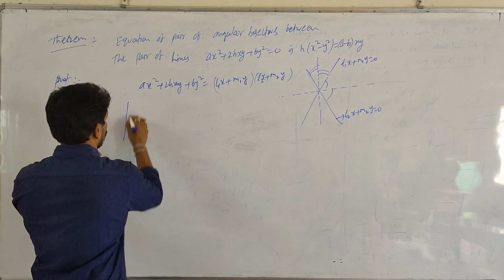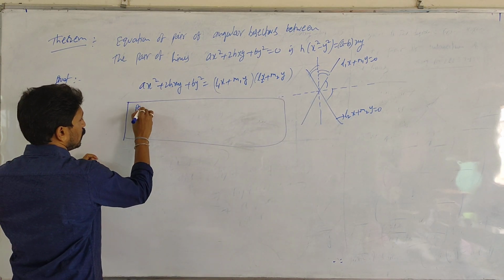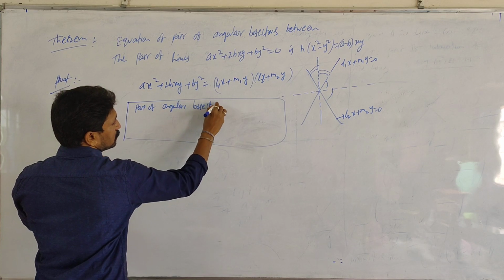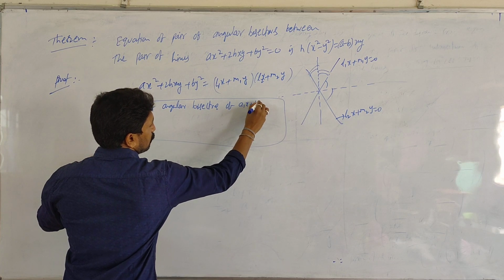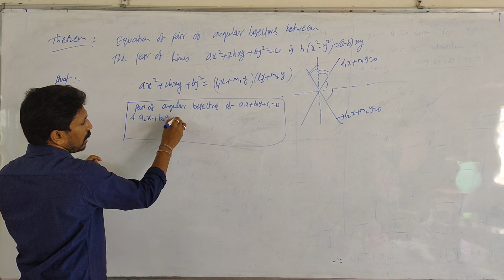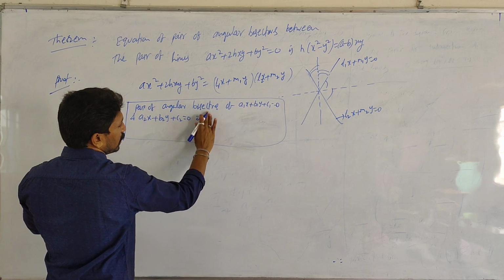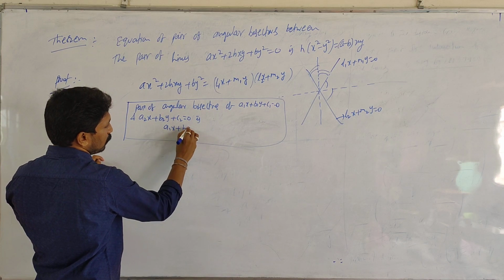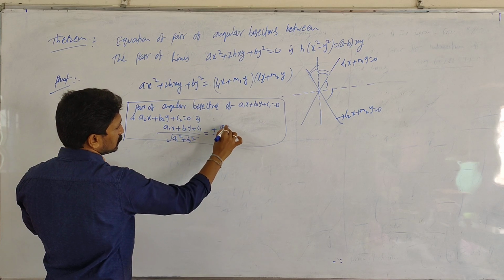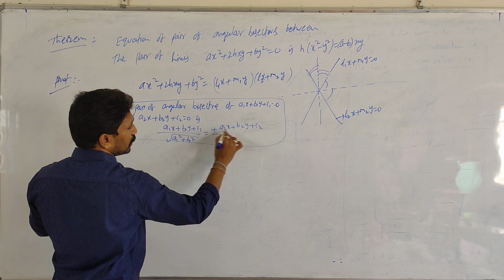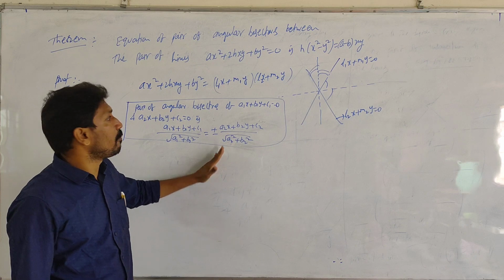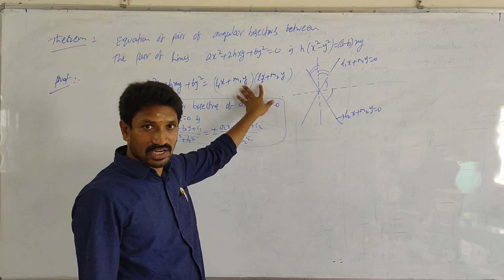That means the pair of angular bisectors of a1x plus b1y plus c1 is equal to 0 and a2x plus b2y plus c2 is equal to 0 is a1x plus b1y plus c1 by root over a1 square plus b1 square is equal to plus or minus a2x plus b2y plus c2 by root over a2 square plus b2 square. So use this formula to find the pair of angular bisectors of these two lines.